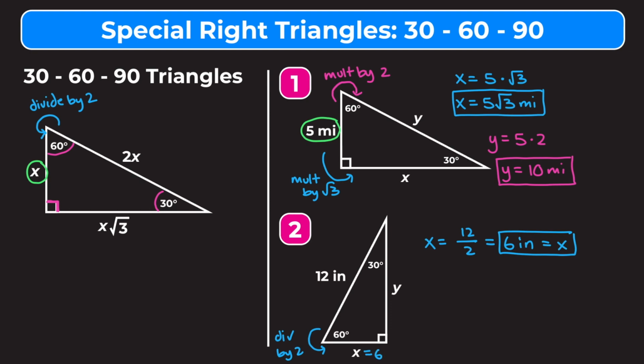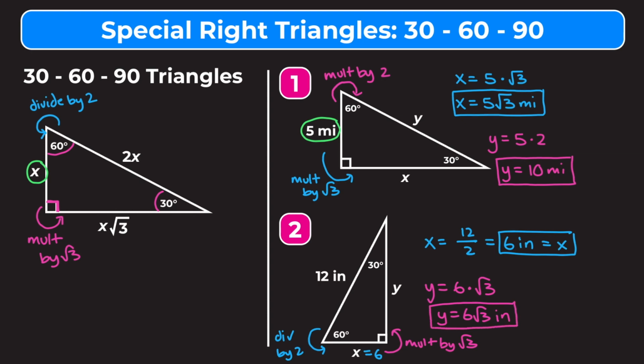And now we can use that to find y, because we know how to go from the short side to the long side. So now in our diagram, to go from the shorter leg to the longer leg, we need to multiply by the square root of 3. So y is going to be equal to our short side, which is 6, times the square root of 3, which is just 6 root 3, and our units are inches. So we get that y is equal to 6 root 3 inches.